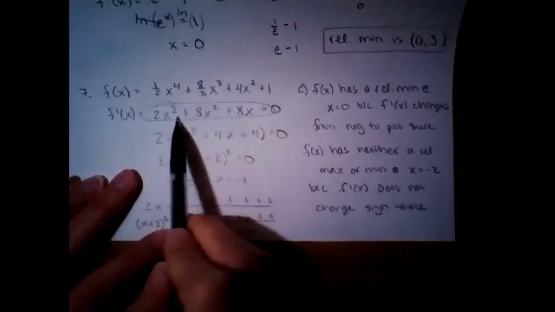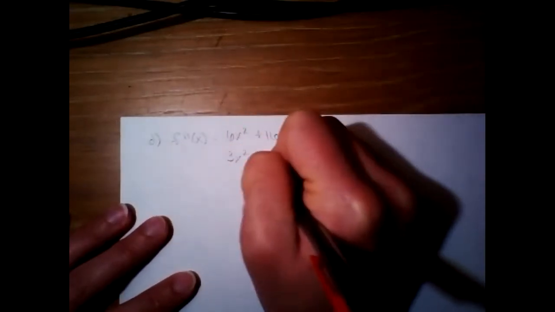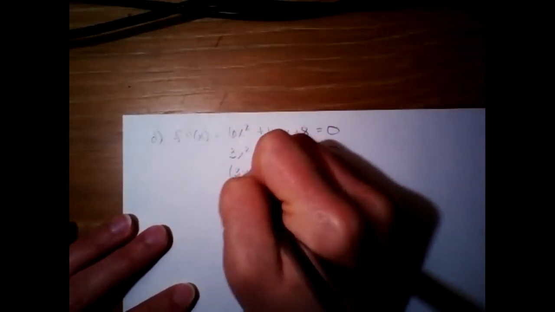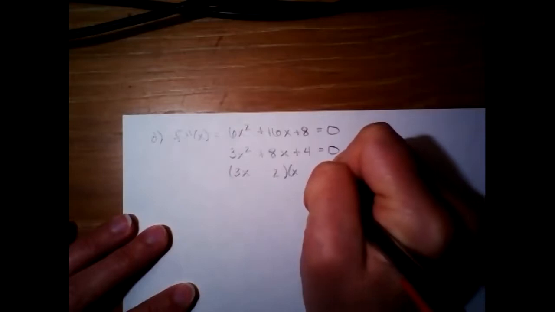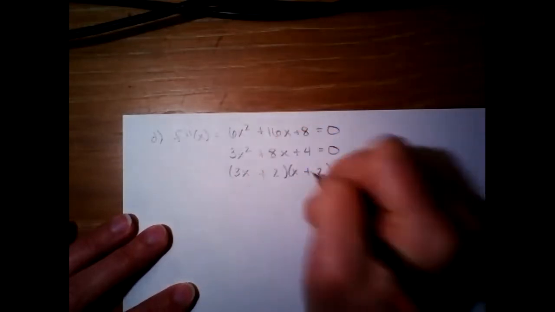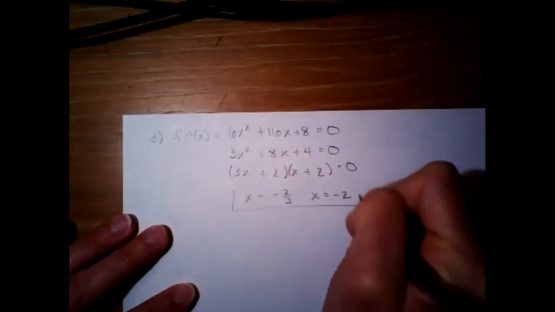All right, and then part D, we're going to get the second derivative. So the derivative of this, and so that is 6x squared plus 16x plus 8. We're going to set that equal to 0. I'm going to divide everything by 2 just to make the numbers a bit smaller. And then that is going to split into 3x and 1x. 4 is going to split into 2 and 2. And these are both going to be positive. So we get x equals -2/3 and x equals -2 for our inflection points.